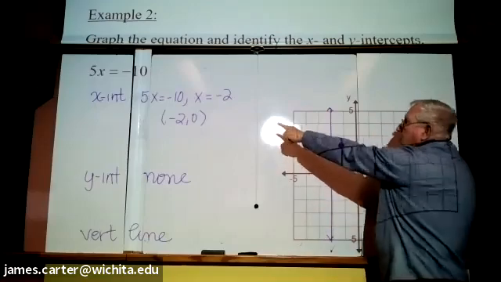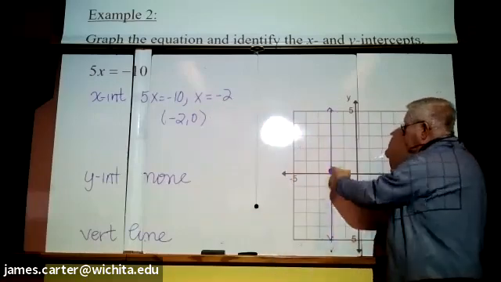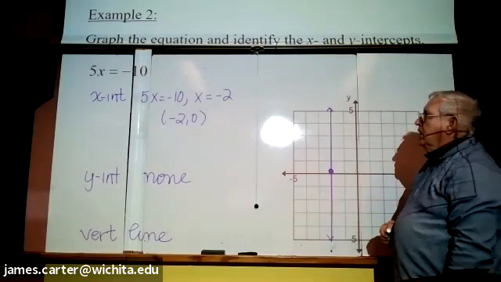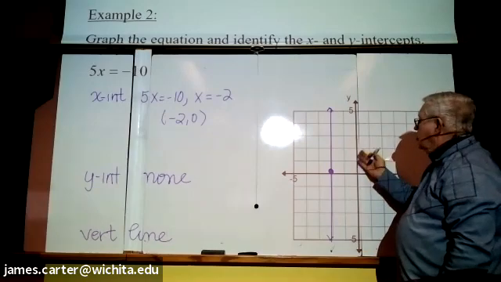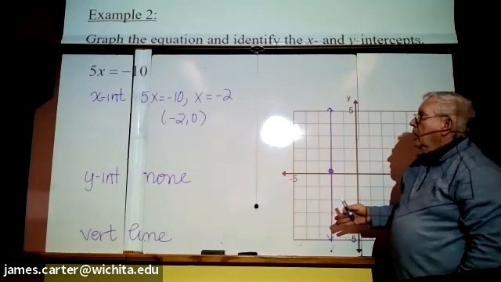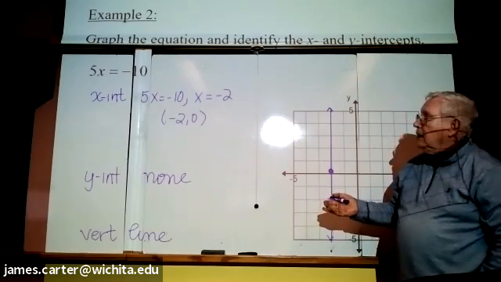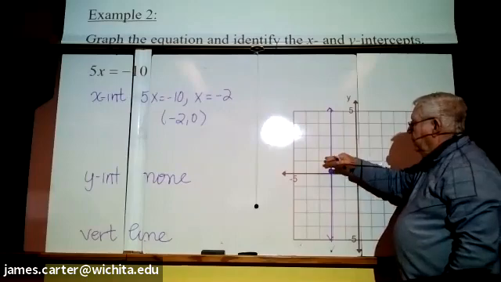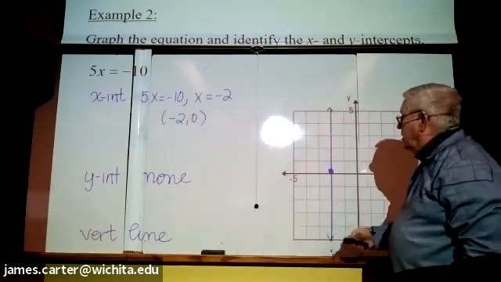What this equation is saying is that x will be negative 2 no matter what. It'll always be that. So if the y is missing, that means it doesn't cross the y-axis. And it's a vertical line. Likewise, if we had an equation where the x is missing, then it would be a horizontal line. And unless the equation is x equals 0, it would never touch the x-axis.